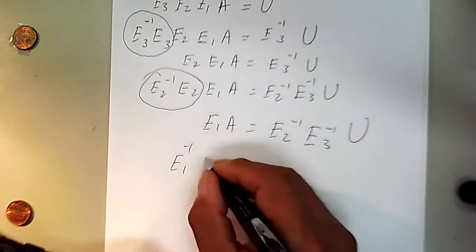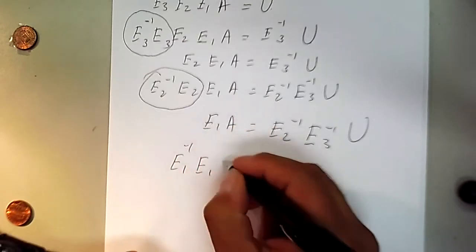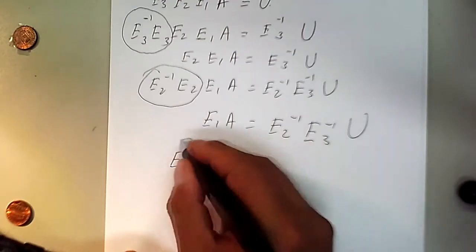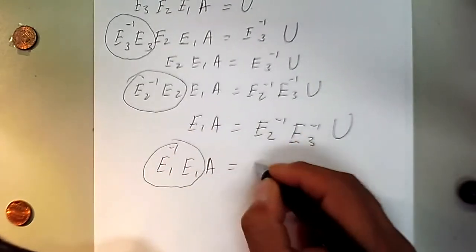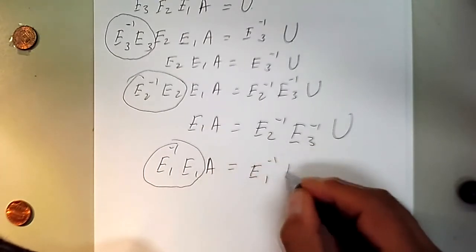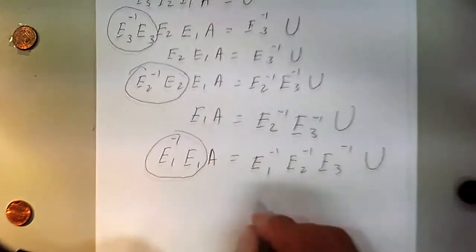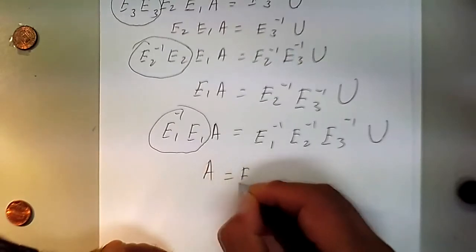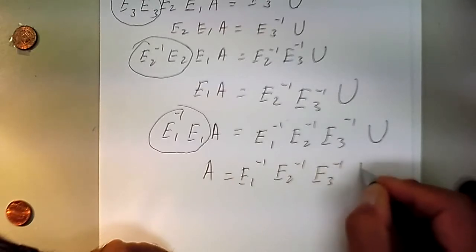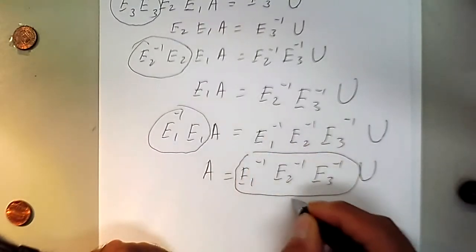E1 inverse. So we're going to multiply on both sides of this equation by E1 inverse. On the left, it is very important to realize that those two are going to simplify. On this side of the equation, we're going to have E1 inverse, E2 inverse, E3 inverse U, and that's going to be A. Now, if we multiply those three, we're going to end up with our L.